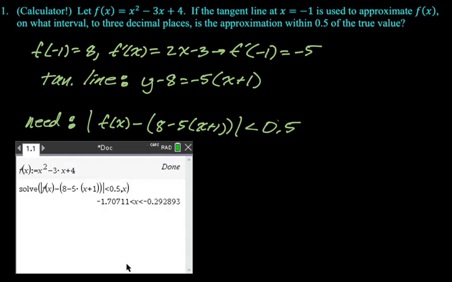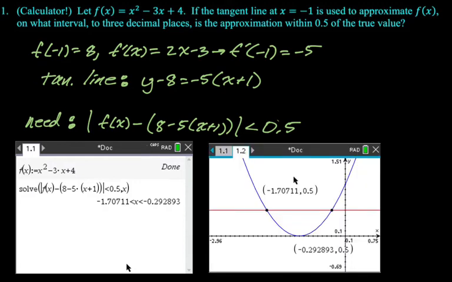Now, if solve doesn't work on your calculator, if something goes wrong, an alternative approach is to just graph this thing. So here I have graphed the actual thing. I graphed the absolute value of f of x minus the tangent line, and then I also graphed 0.5, and I'm just looking for where it is less than 0.5, so between those intersection points, and you can see those intersections are the same as what we got when we used solve. So this would be my answer.